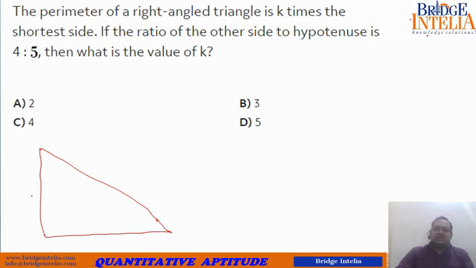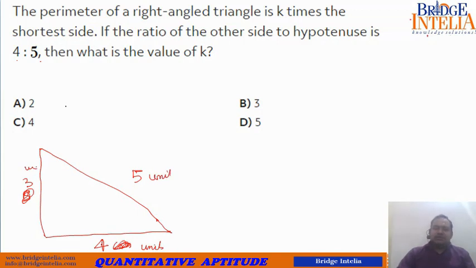The perimeter of the right angle triangle is k times the shortest side. So let this be the shortest side, and let me denote it by S. And what else? The ratio of the other side to the hypotenuse, so the ratio of these two is 4:5. Then why not assume this to be 4, this to be 5? Then this will come out to be equal to 3. I'm not saying this is 4 centimeter, I'm saying this is 4 units. This is 5 units, and hence this will be equal to 3 units.